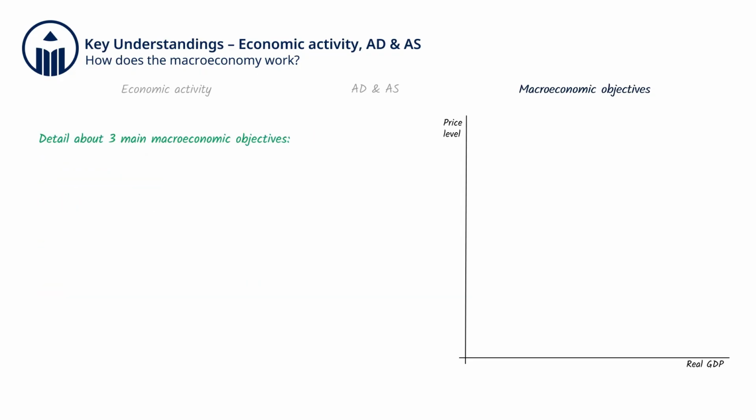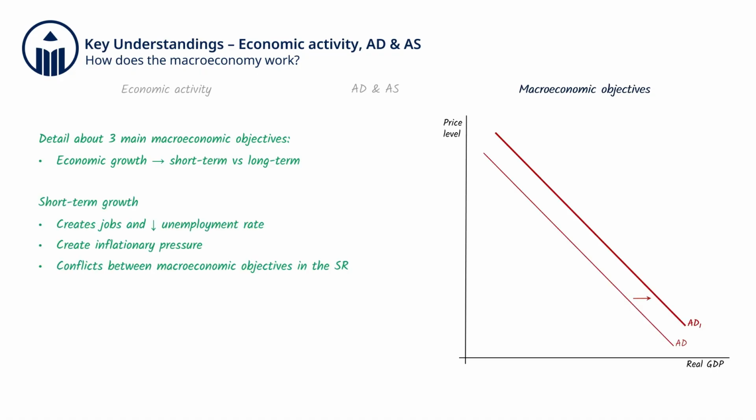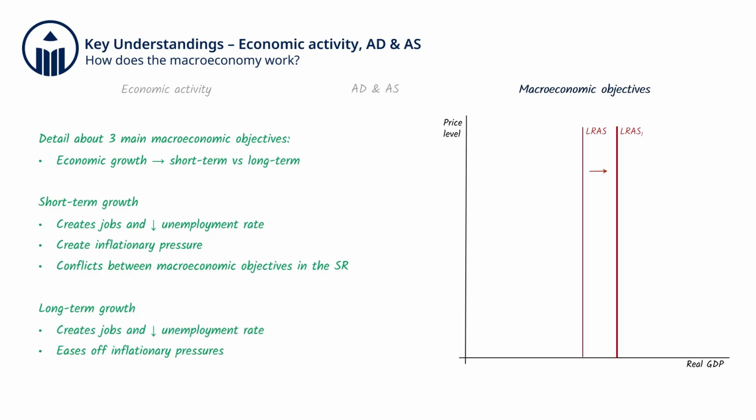To add a bit more detail about the three main macroeconomic objectives, economic growth occurs in both the short term and long term. Short-term growth, which is represented by a rightward shift of AD, creates jobs and so lowers the unemployment rate. But it could create inflationary pressures, which shows that there can often be conflicts between these macroeconomic objectives in the short run. Long-term growth, which is represented by a rightward shift of LRAS, also creates jobs and lowers the unemployment rate. But, unlike short-term growth, it promotes price stability and eases off the inflationary pressures in the economy.